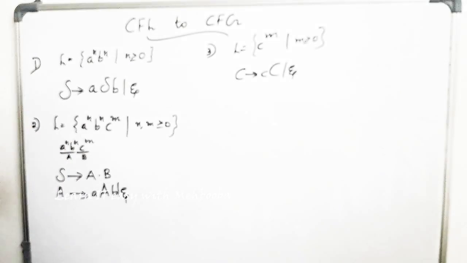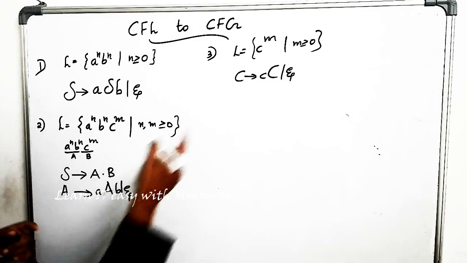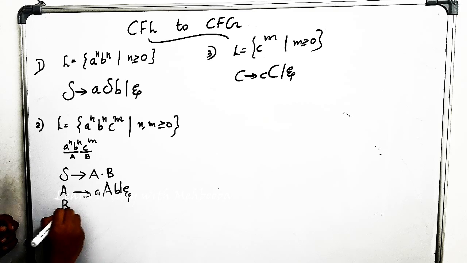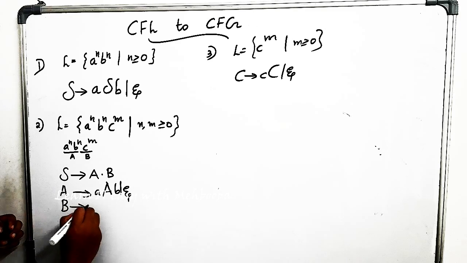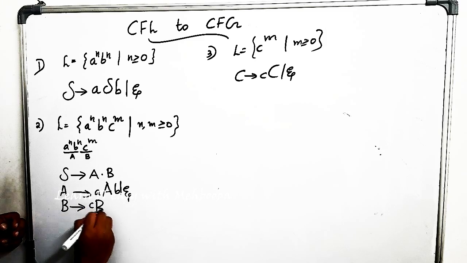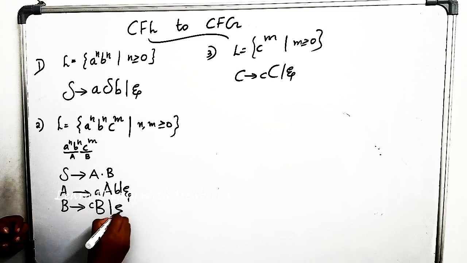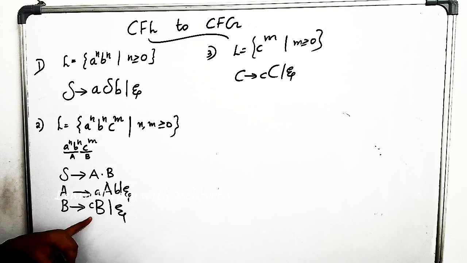So we can write down for B, you know that it is B derives CB. So any number of C's can be derived by this. Now this B can again be derived by CB, this B can again be derived by CB, and it goes on. So you can get any number of C's by this expression.